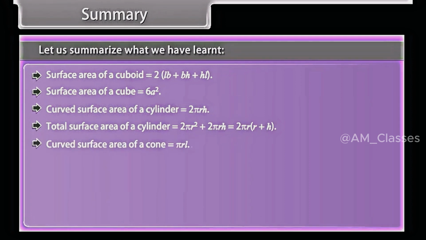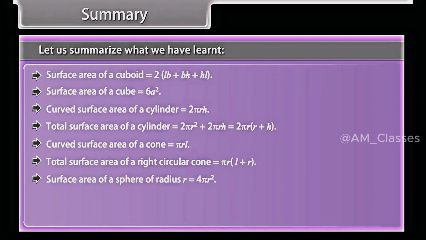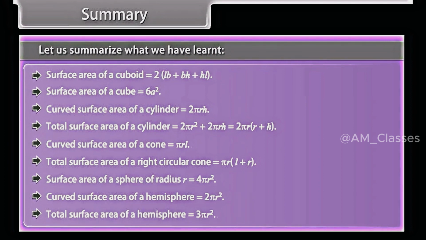Curved surface area of a cone is equal to πrl. Total surface area of a right circular cone is equal to πr(l + r). Surface area of a sphere of radius r is equal to 4πr². Curved surface area of a hemisphere is equal to 2πr². Total surface area of a hemisphere is equal to 3πr².